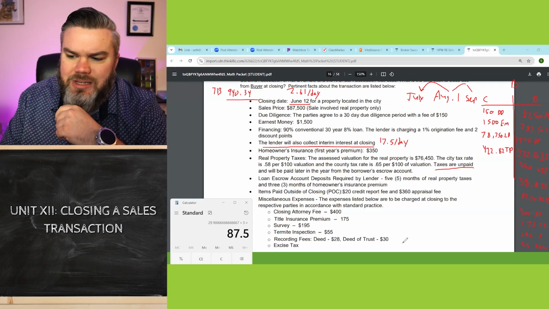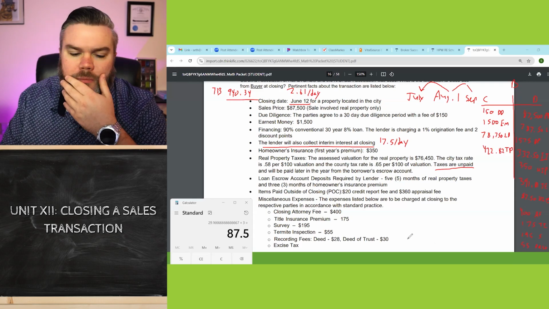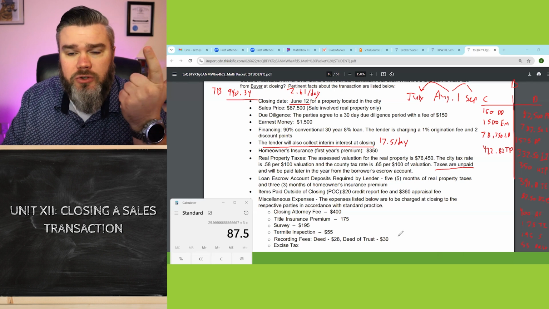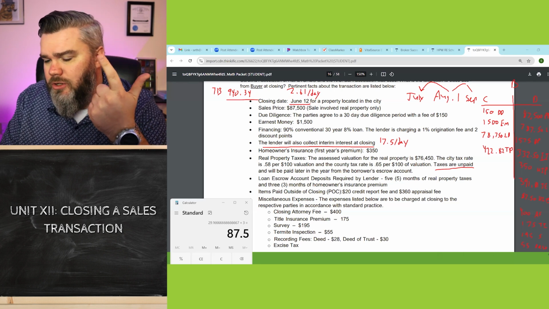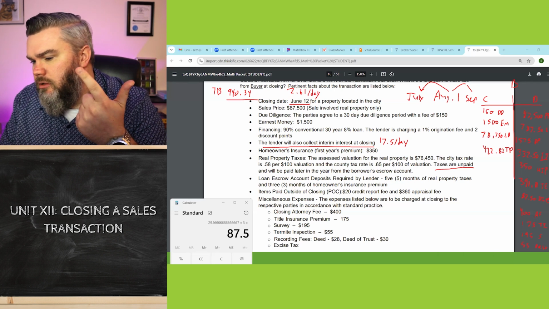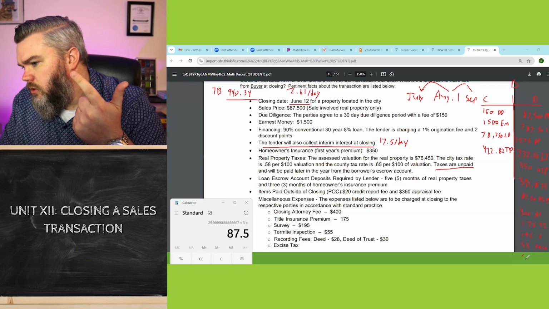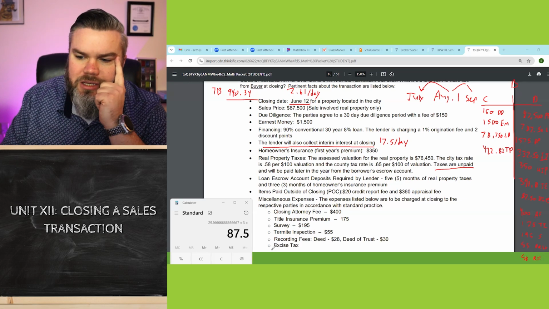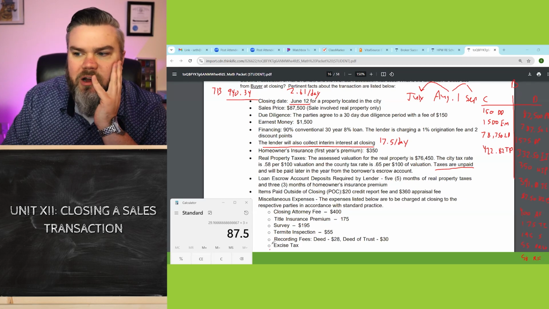Recording fees, the deed and the deed of trust, those are buyer recording fees because you're recording the new deed in their name and the deed of trust to secure their loan. So I can just combine them. I'll just put $58 for recording fees. Excise tax is the seller's, so I don't need to do anything here.